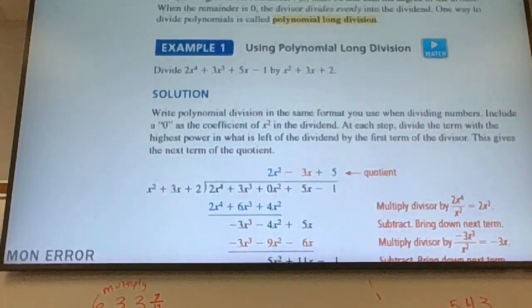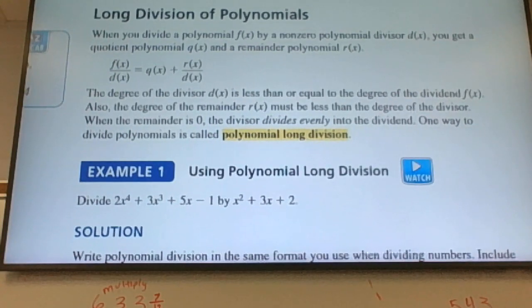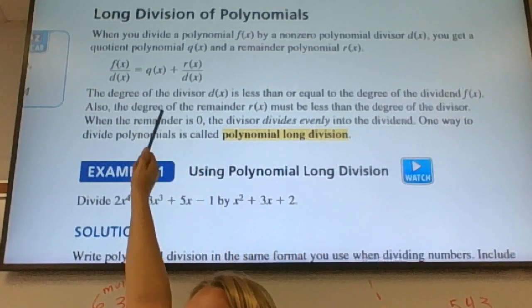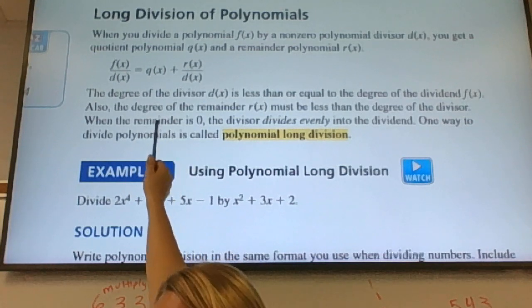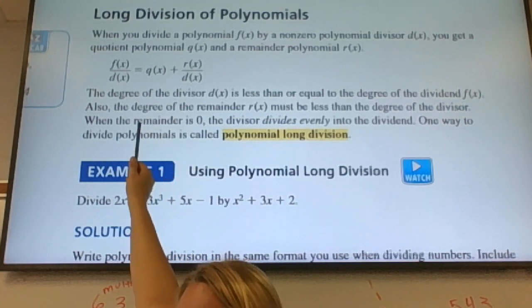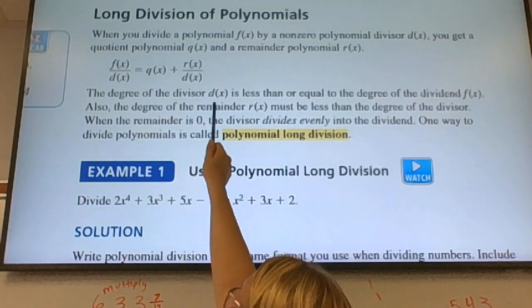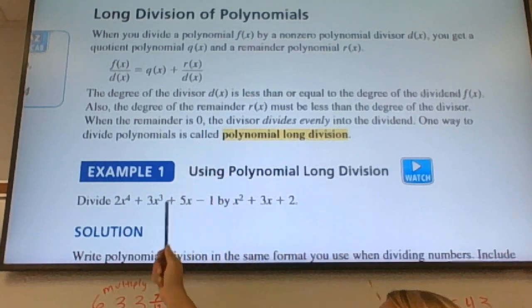Okay. Long division of polynomials. When you divide a polynomial f by a non-zero polynomial divisor, you get a quotient. So this looks like f divided by d is q, q for quotient, and a remainder. Notice that the remainder is called r. It's set up like a fraction. Our remainders today will be written like fractions.